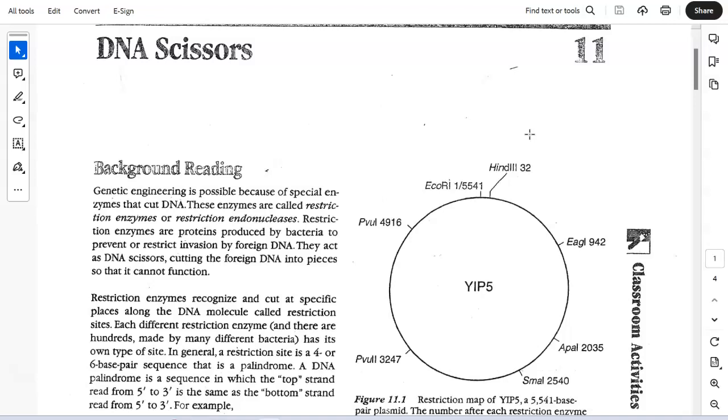But they can also be used in biotechnology to help us insert genes, say, from one organism into a different organism. And so the way that restriction enzymes cut up DNA is not just randomly chopping it up like, say, what might happen in your stomach or intestines when you're digesting food, but rather it is cutting the DNA at very specific locations based on the DNA sequence. And these are what are known as palindromes.